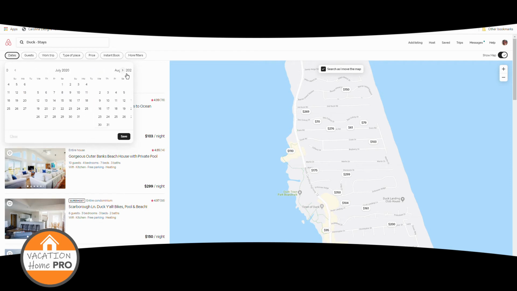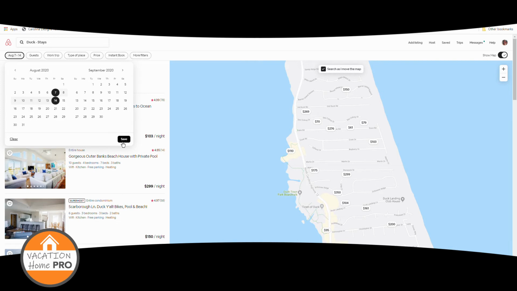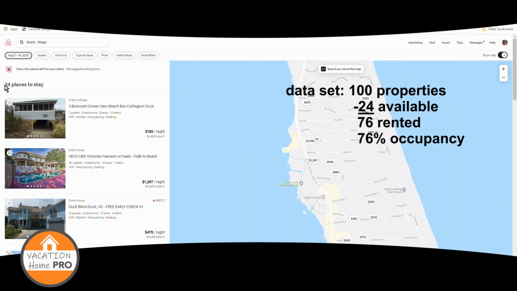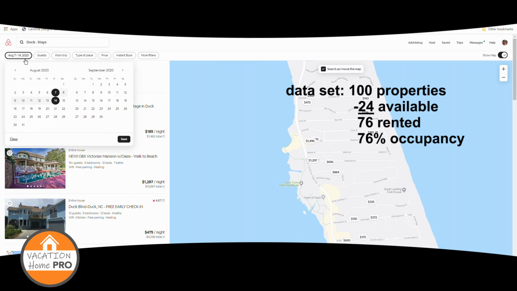So let's go to that same time frame, August 7th. We'll go Friday, 7 days to the August 14th. And this shows us that 24 places are available. We can infer that 76 are rented at some point during that time. And note here, Aquaterra is showing up as one of the available places to stay.